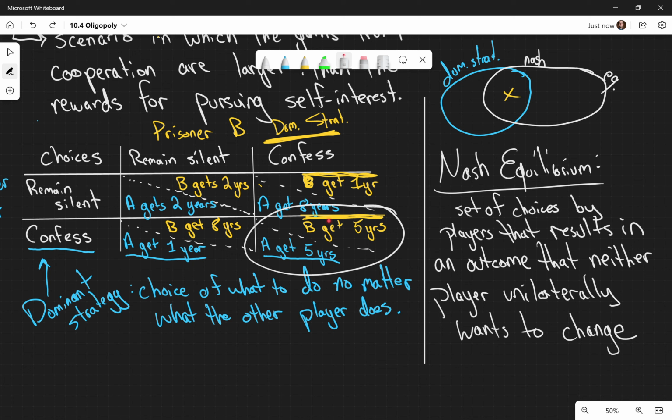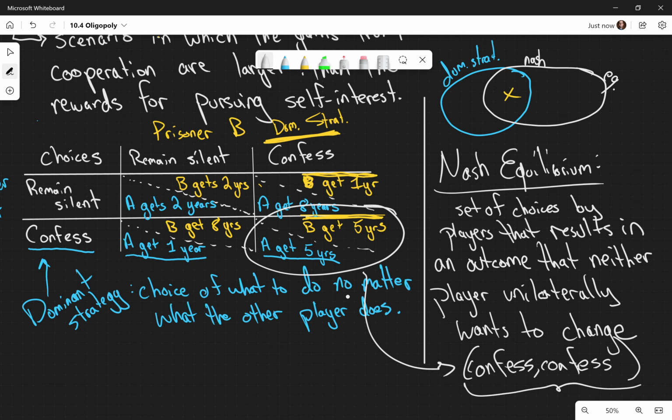Similarly, if we asked person A, would they have rather chosen to remain silent instead of confess? They would say the same thing, no, because remaining silent would have given me 8 years compared to confessing and getting 5 years. So in this particular example, the Nash equilibrium for our example here, for the prisoner's dilemma, is going to be confess, confess. That is the Nash equilibrium.